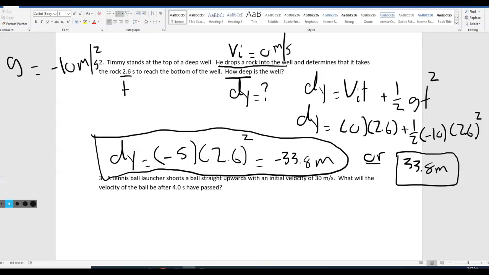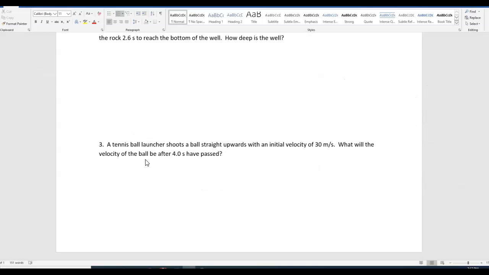And let's take a look at one more quick freefall question. Question number 3 says a tennis ball launcher shoots a ball straight upwards with an initial velocity of 30 meters per second. Okay, so initial velocity, that's obviously vi because it tells us it's initial velocity. What will the velocity be? So they're asking us about a velocity. They already gave us the initial velocity, so that means the velocity they're asking for has to be v final.